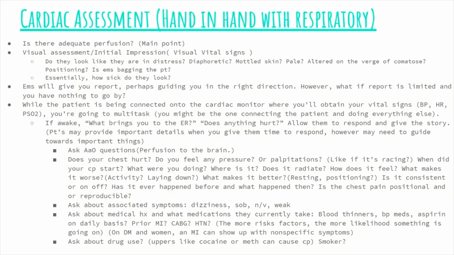And then ask, where is your pain exactly? Does it radiate anywhere? Does it go to your shoulders, perhaps to your arms? Is it to the left side or the right side? Does the chest pain go all the way to your back? Does it travel up to the neck or the jaw?